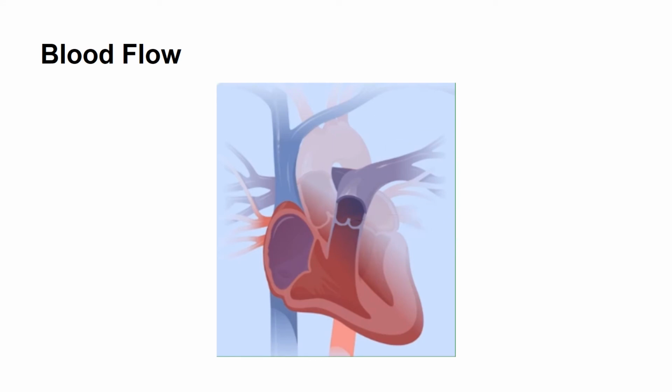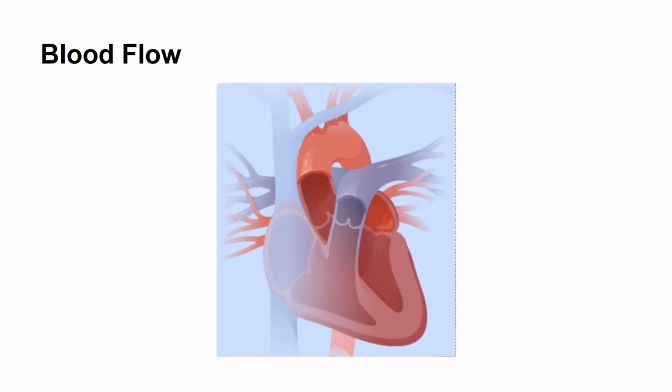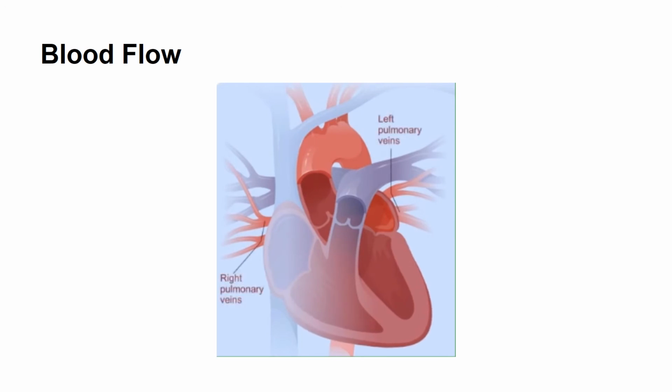Oxygen-rich blood returns back from the lungs through the pulmonary veins and into the left atrium where it fills up with blood. The left atrium now contracts and the mitral or bicuspid valve now opens and blood is pumped into the left ventricle. So this occurs at exactly the same time as a new contraction is taking place in the heart's right atrium.